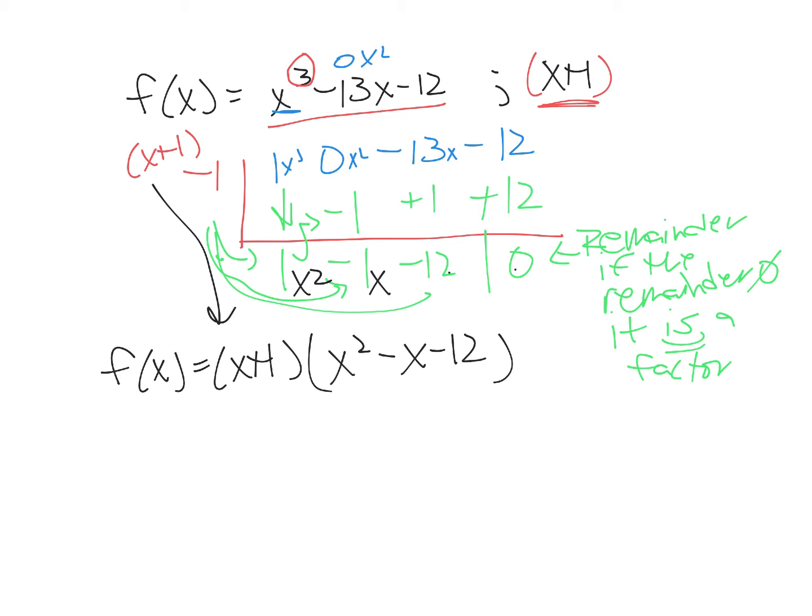What I want you to remember too is this power, the degree of the polynomial. The degree of the polynomial is 3. So that means I have 3 solutions. But we can't forget that we could also have imaginary solutions. But we want to stop and think. Our first solution is -1. I'm not asking you to solve, but we are looking at that in the next section.